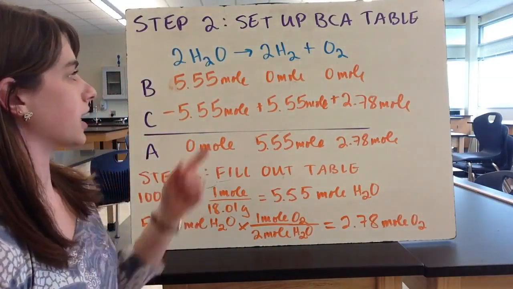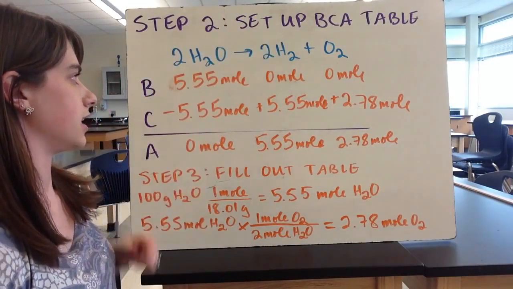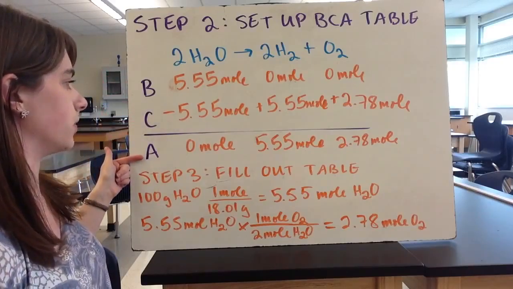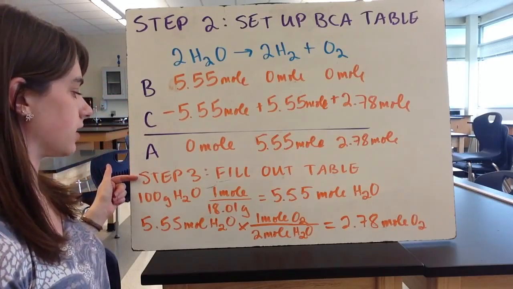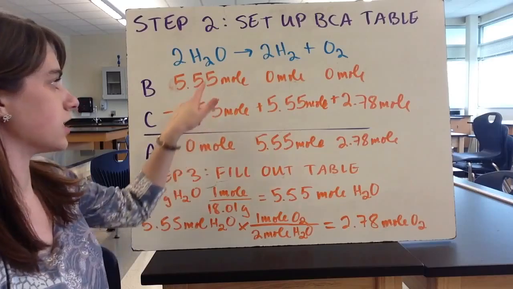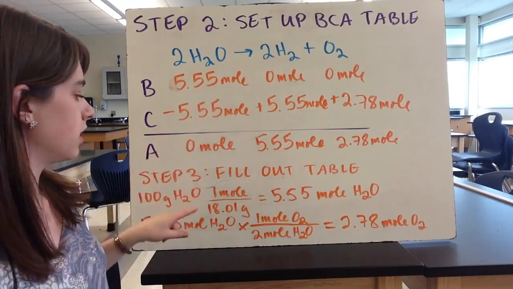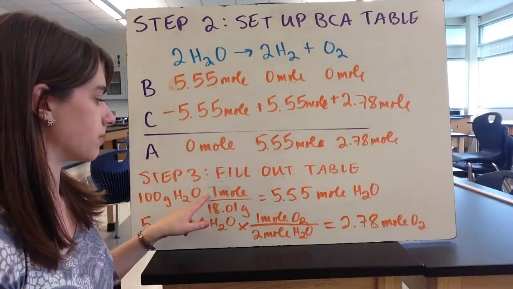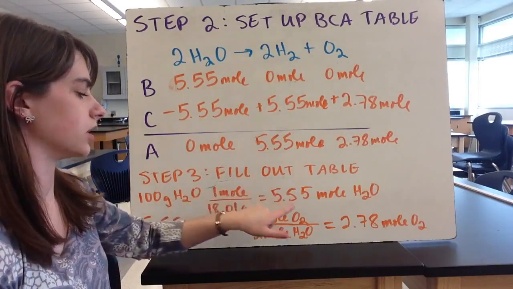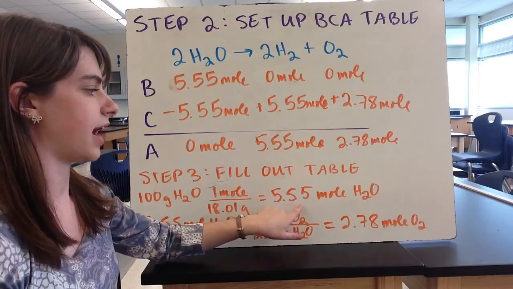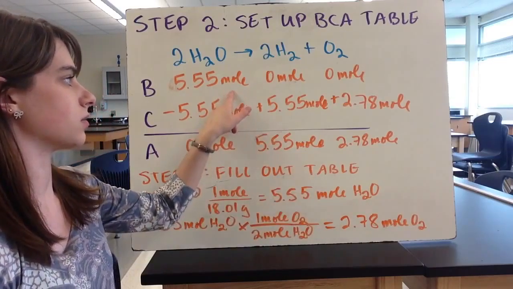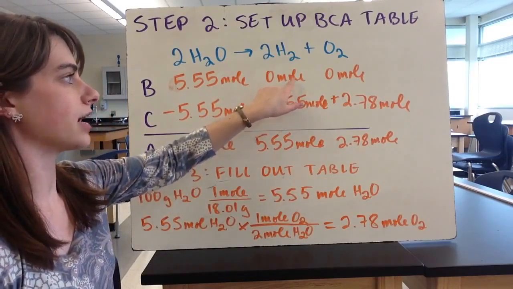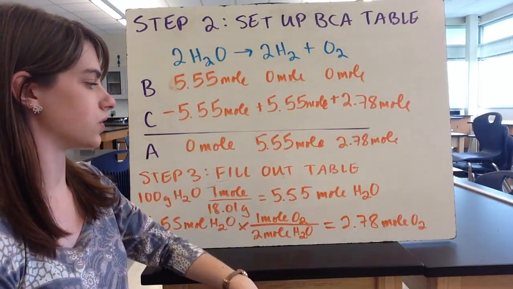So let's walk through and check. Step 2 was to set up the BCA table. So here we just set it up in purple. Step 3 was to fill out the table. So if we have 100 grams of water, because we have to figure out what we start with, 18.01 grams in 1 mole of water, so that's its molar mass. That's a mass to mole conversion. We know that we have 55.55 moles of water. That's what we start with. We originally have no hydrogen and we have no oxygen, so both of those are zeros.